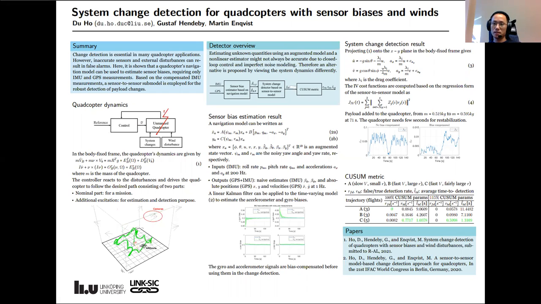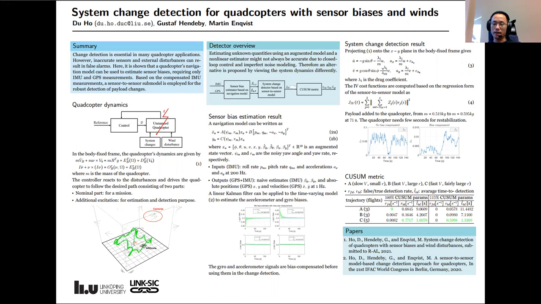The main goal of this work is to detect a system change in a quadcopter where we have sensor bias and wind. The motivation is that a quadcopter usually needs to operate in closed loop because it's an unstable system, and it usually performs missions outdoors where wind becomes critical. The problem becomes really challenging when we have sensor bias and wind, and we want to estimate or detect a change in the payload.